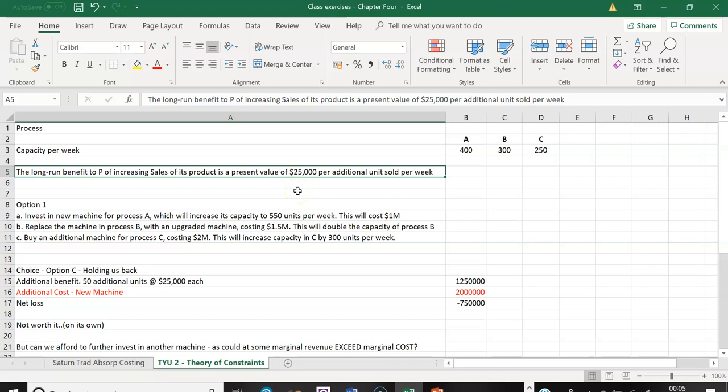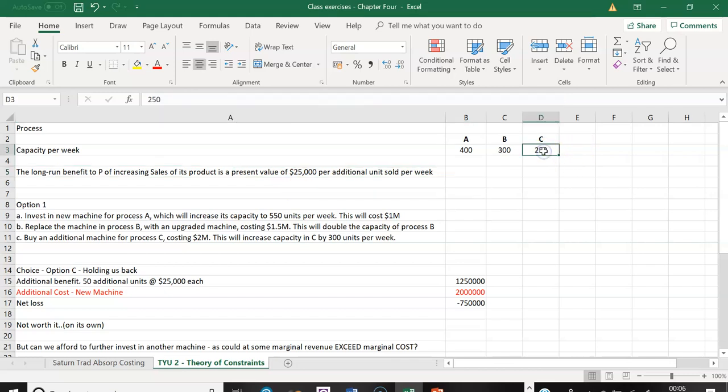So you might be thinking, rationally, we're limited. I talked about that earlier in the first video: there's no point making 400 items at A, because you'll just have 150 sitting around not doing anything. So the argument is you can only make 250 ultimately. And yes, we have to accept that A and B are somewhat redundant in terms of capacity because we're limited by C.